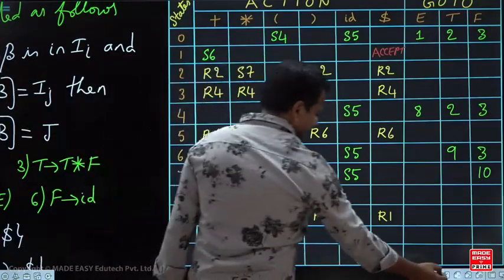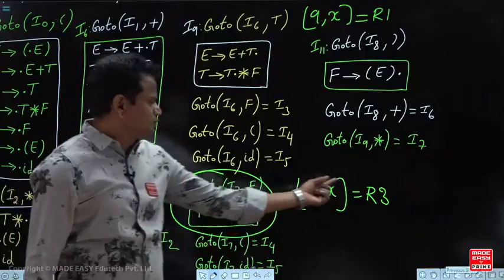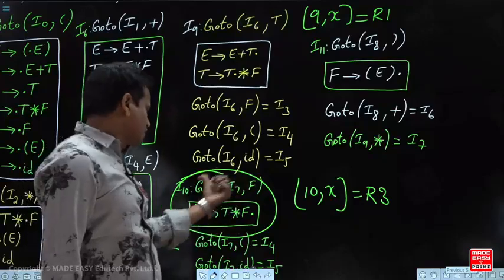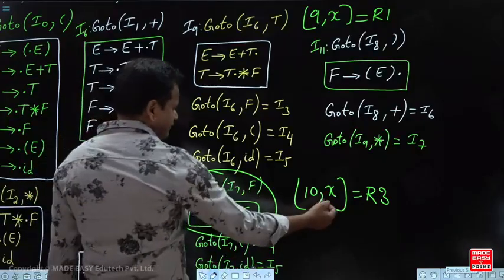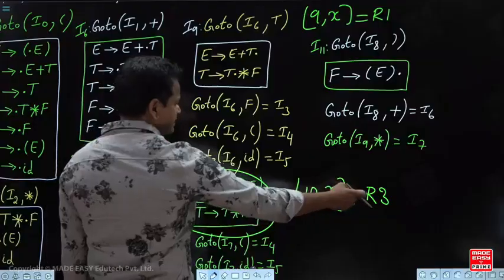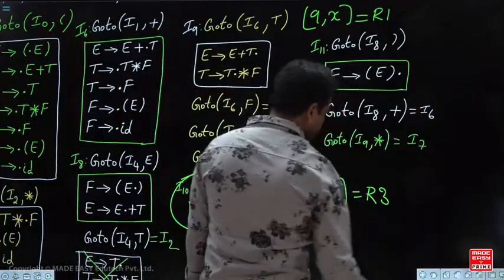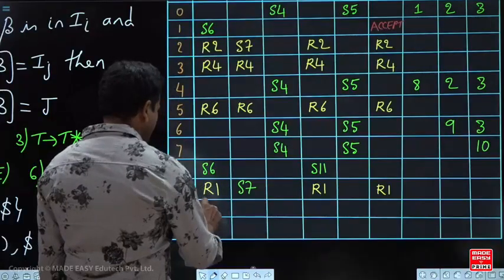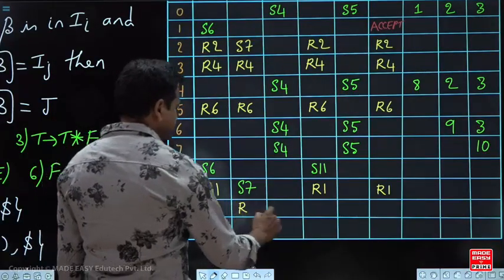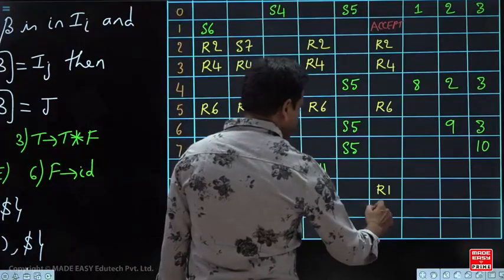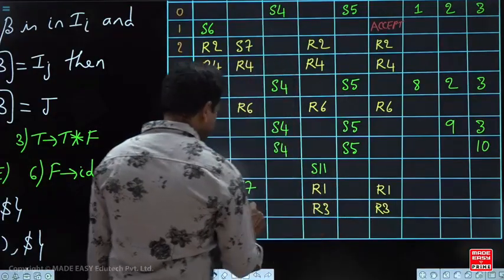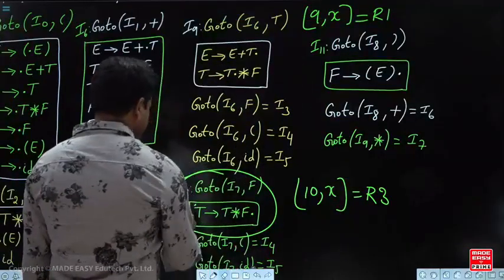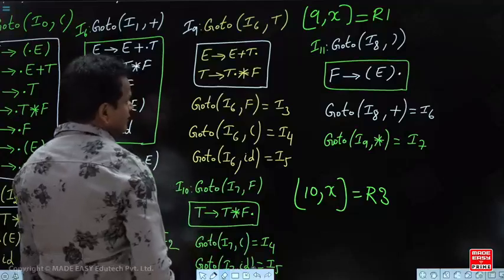So I repeat, guys. As it is a final item, reduce comes. As it is in I10, so 10th row, xth column. What is x? Follow of T. Follow of T is plus, star, closed, dollar. In all these places, we write reduce 3. So this is done. Okay, and the final one.